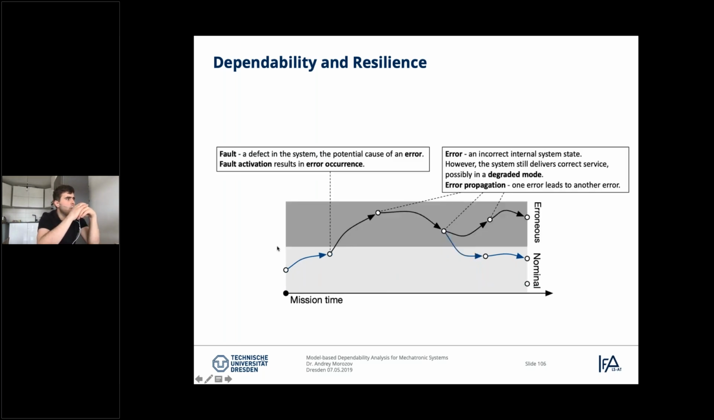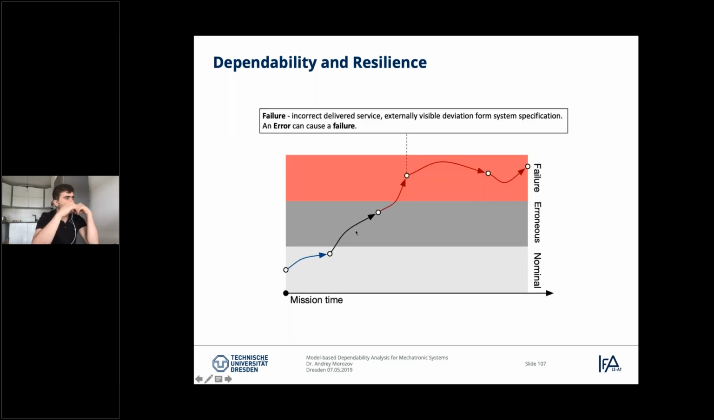But we could have a fault, and because of the fault we could have an error, and the system is still operating, but we are in an erroneous or degraded state. It's not really a degraded mode because we are still operating, but there are some errors inside, and because of error propagation we stay in this gray area. Also, a failure could happen when we have an error.